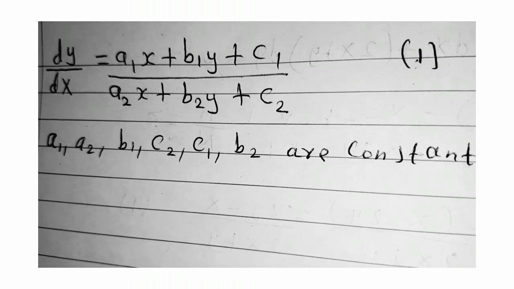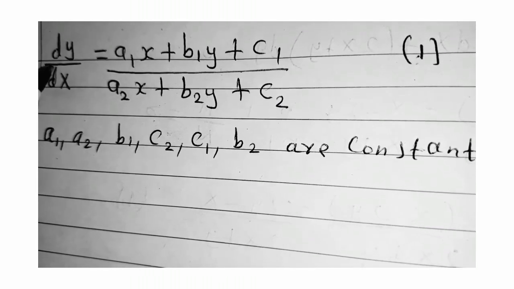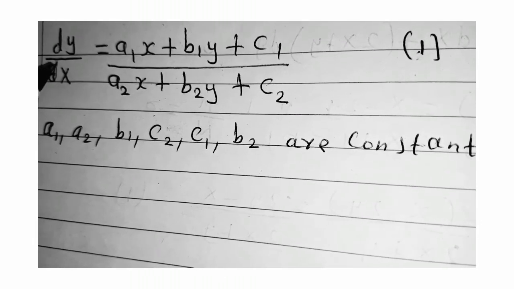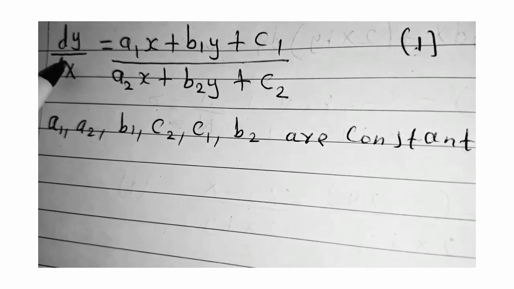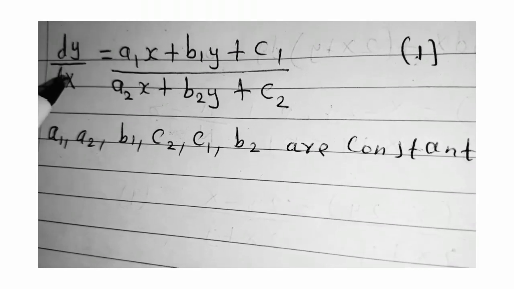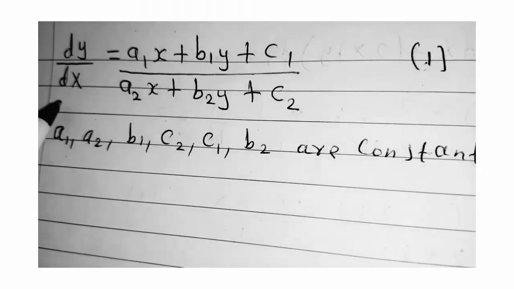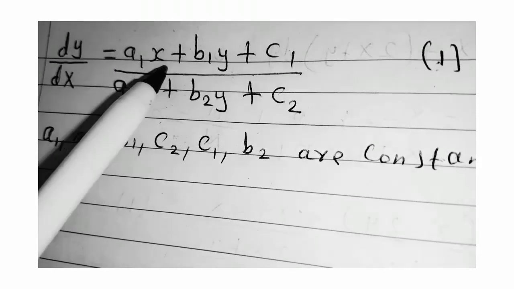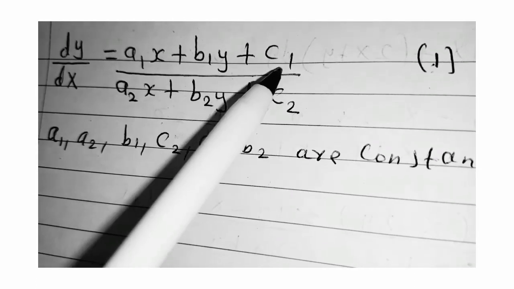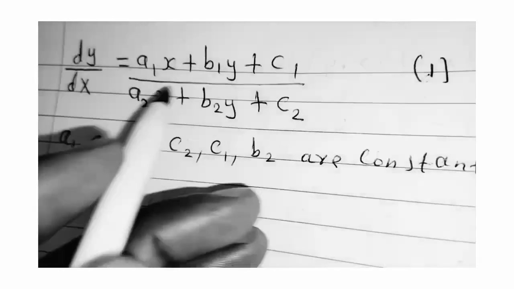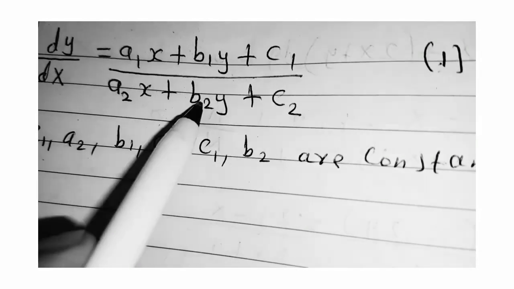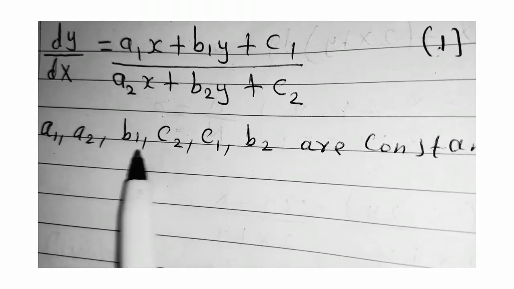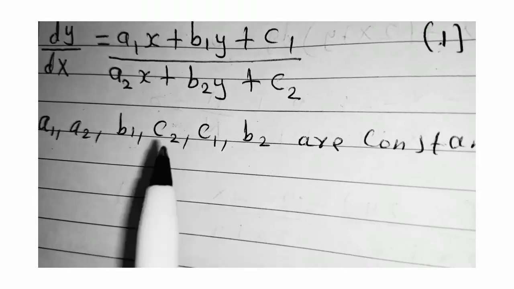Welcome to our study today, whereby we are focusing on ordinary differential equations of first order, and we are looking at how we can solve an equation which is reducible to homogeneous. That equation is of this form: dy over dx is equal to (a1 x plus b1 y plus c1) divided by (a2 x plus b2 y plus c2), where a1, a2, b1, b2, c1, c2 are constants.